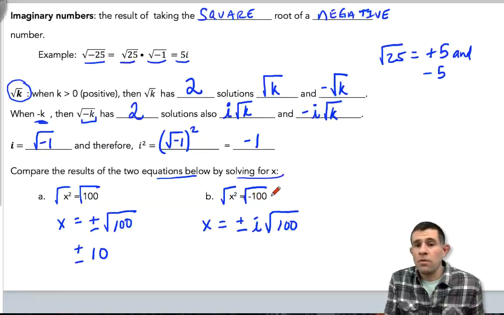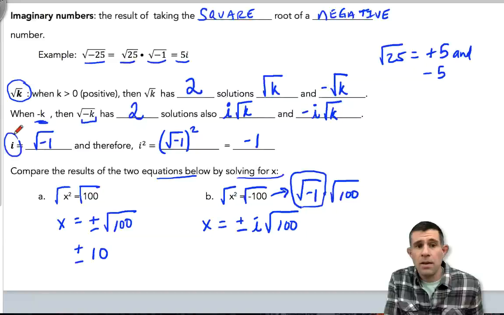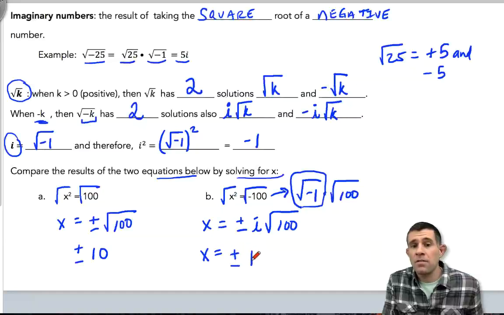Okay, in other words, what we've done here to this square root of negative 100 is we've pulled out this square root of negative 1 and multiplied it by the square root of 100, because the square root of negative 1 times the square root of 100 is the square root of negative 100. We also said, hey, the square root of negative 1 is simply i, and we know the square root of 100 is 10. So my two solutions here are both the positive and the negative values of 10i.